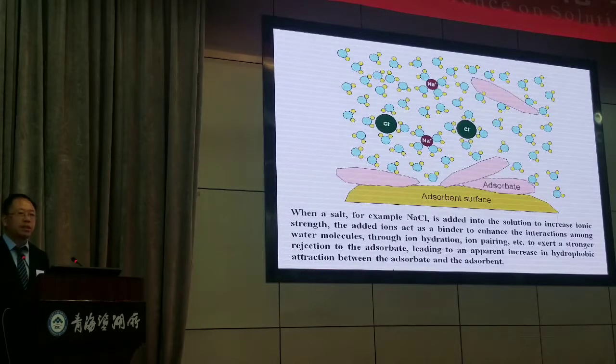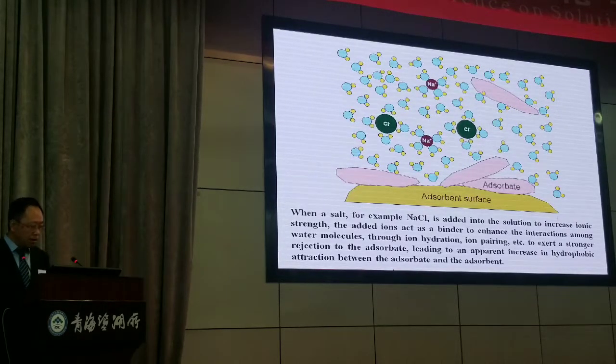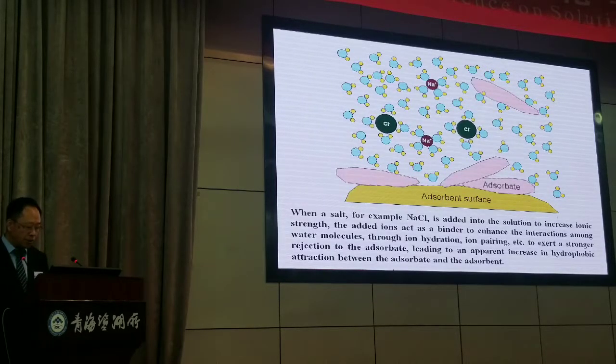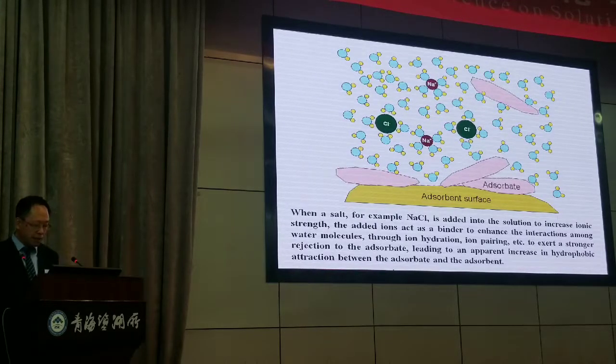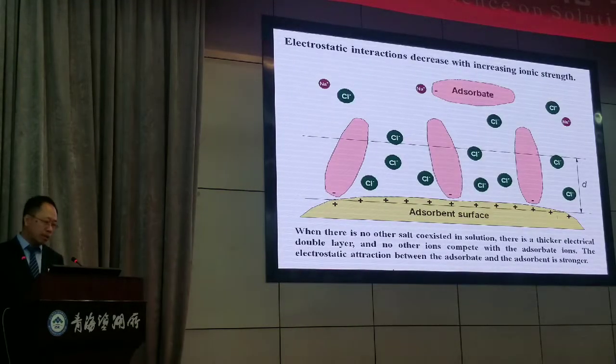Let's add a salt into the above adsorption system to see what happens. When a salt, for example, sodium chloride, is added into the solution to increase ionic strength, the added ions act as a binder to enhance the interactions among water molecules through ion hydration and pairing and so on, exerting a stronger rejection to the adsorbate, leading to an apparent increase in hydrophobic attraction between the adsorbate and the adsorbent.